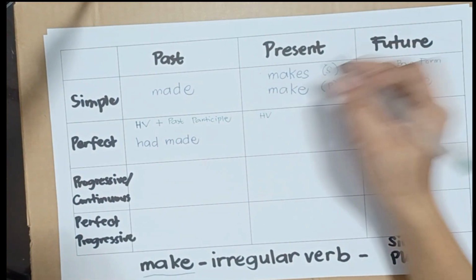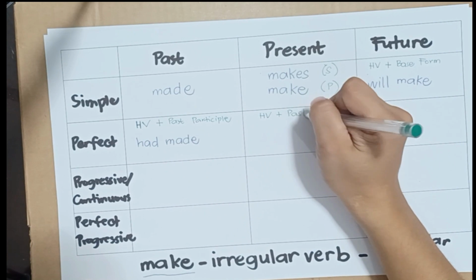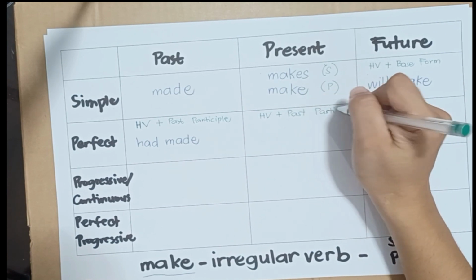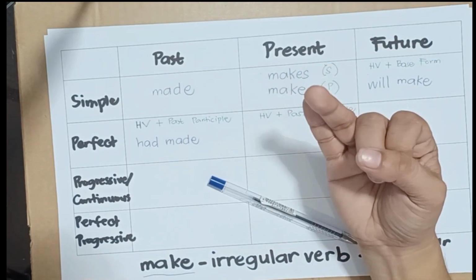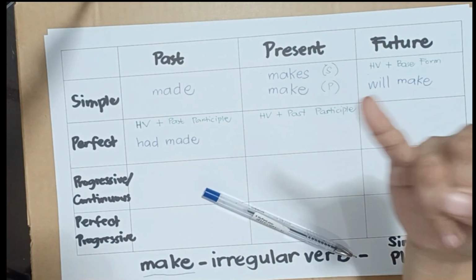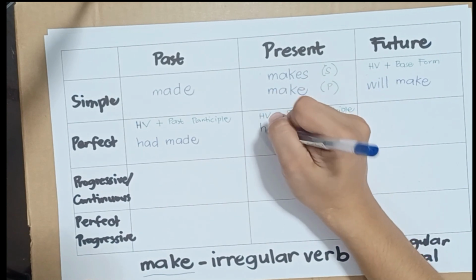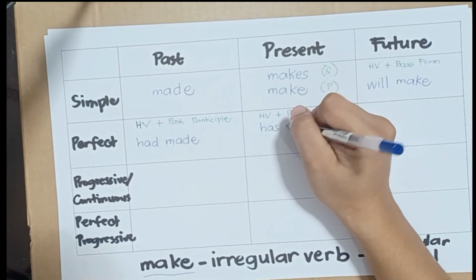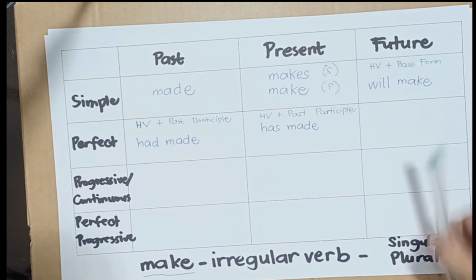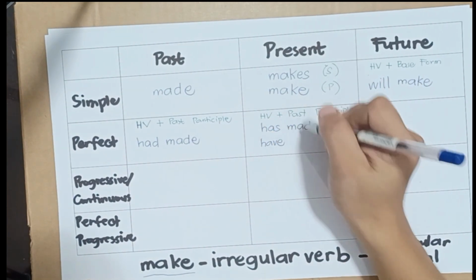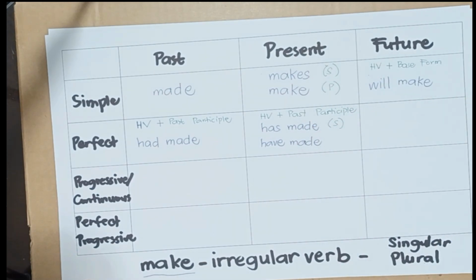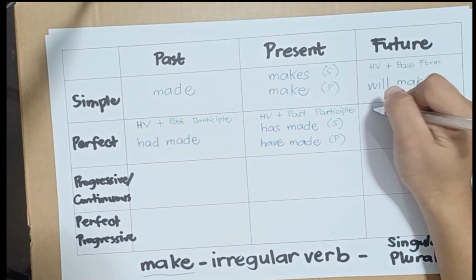Let's go to the present perfect. We have two, but this is the formula: a helping verb plus the past participle of the verb. So, again, we will consider two things: if the subject is singular and if the subject is plural. So for singular subject, we will use has plus the past participle made. So has made. For plural subjects, we use have plus the past participle made, and that's have made.